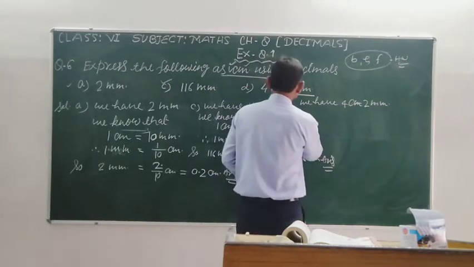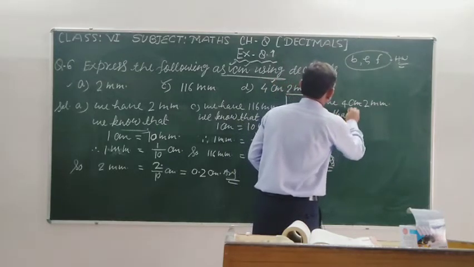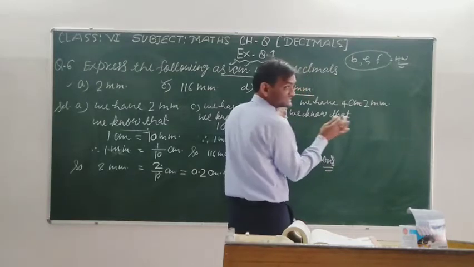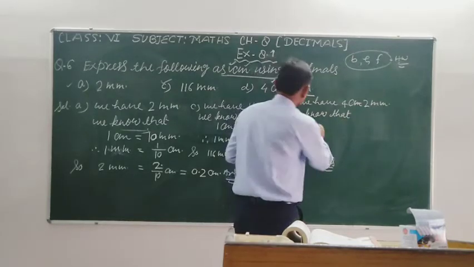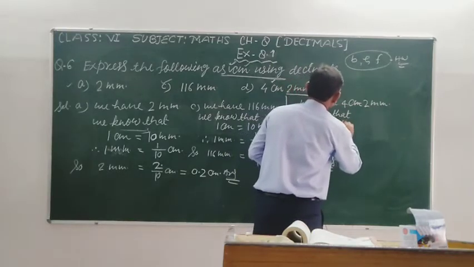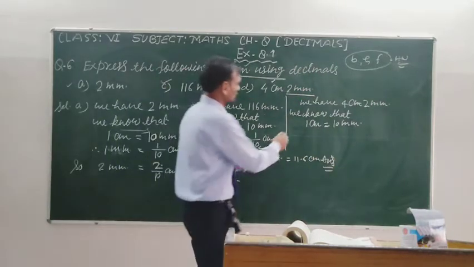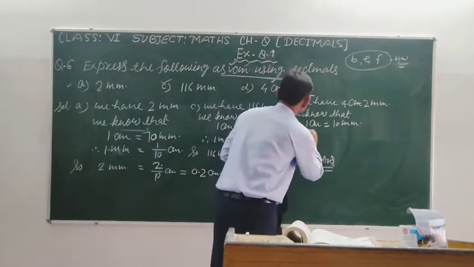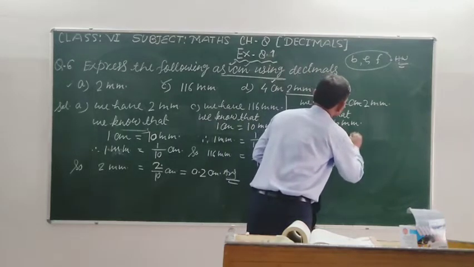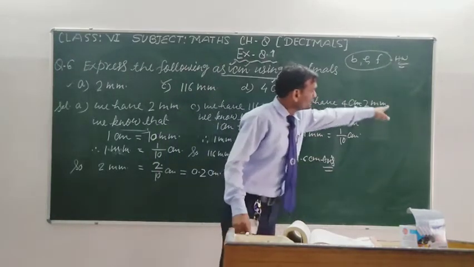So student, we know that 1 centimeter, I'm writing the straight scale. Firstly, 1 centimeter is equal to 10 millimeter. So 1 millimeter is equal to 1 upon 10 centimeter. We need to find the value of 2 millimeter.